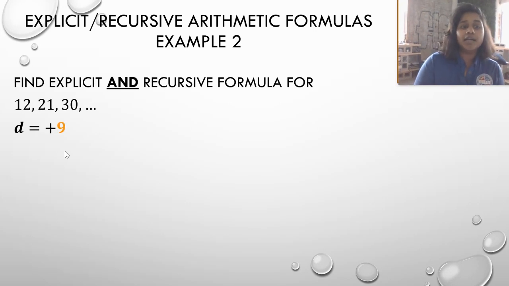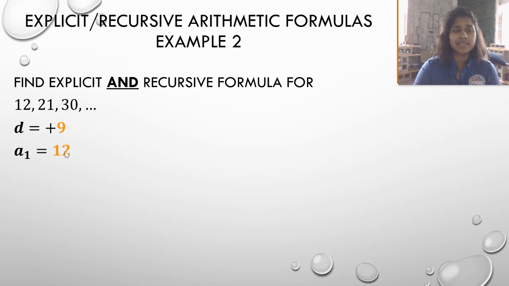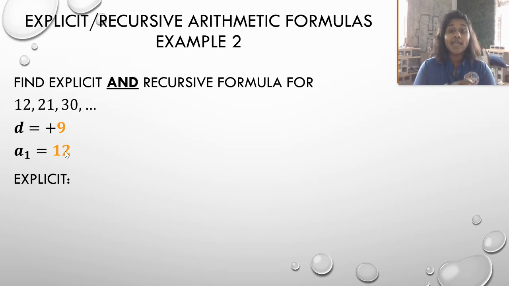So in this one, 21 minus 12 is 9. 30 minus 21 is 9. So we got a positive 9 d value. Our first term, a sub 1, is 12. That should be the easiest thing for us to figure out. So let's dive on in and create the explicit formula, the formula that I could use to solve any term at any point, and I don't have to worry about it.